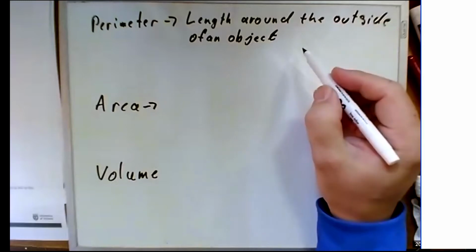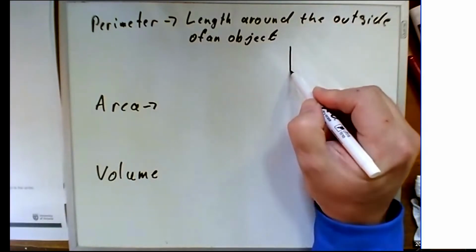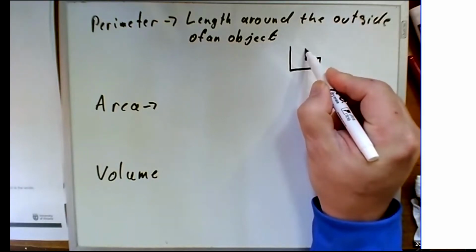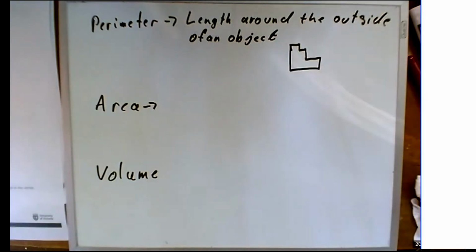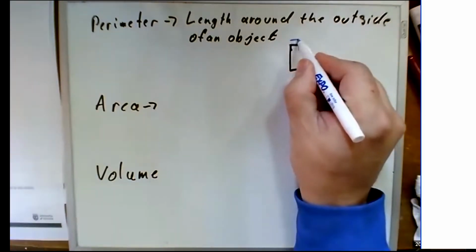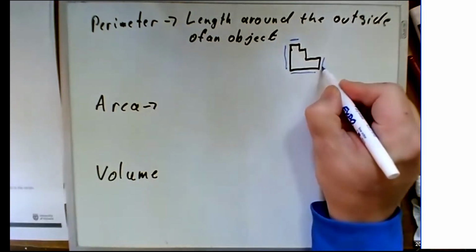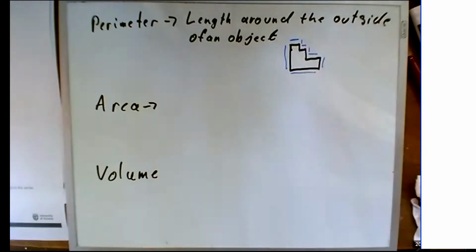So if I had some object, it doesn't even have to be regularly shaped. Let's say it looked like that, an off-kilter staircase of some sort. If we were looking for the perimeter of this shape, I would literally be looking to add up the length of that side, and that side, and that side, and that side, these little pieces here. Add all of those pieces up, and you would have the perimeter.